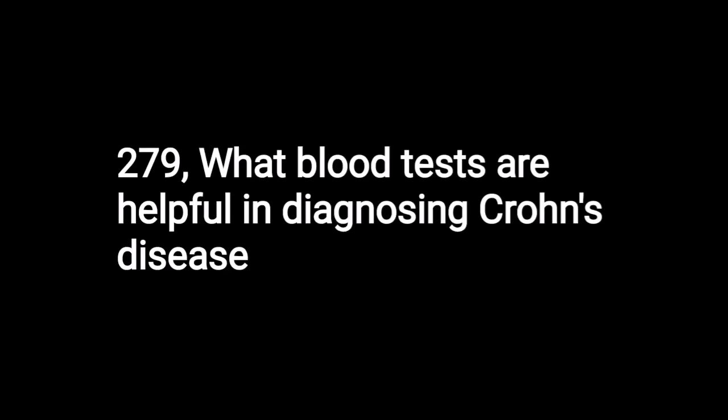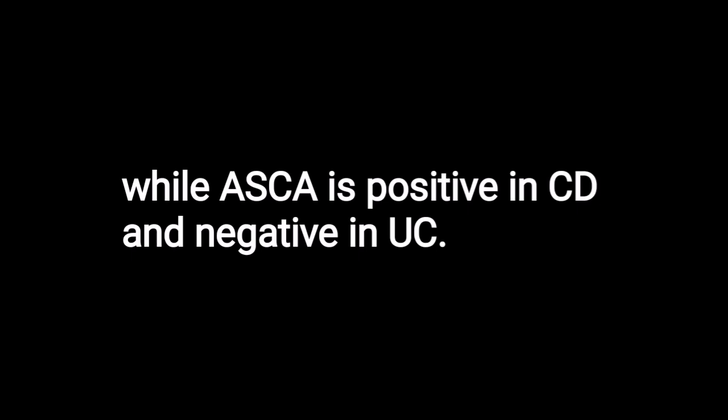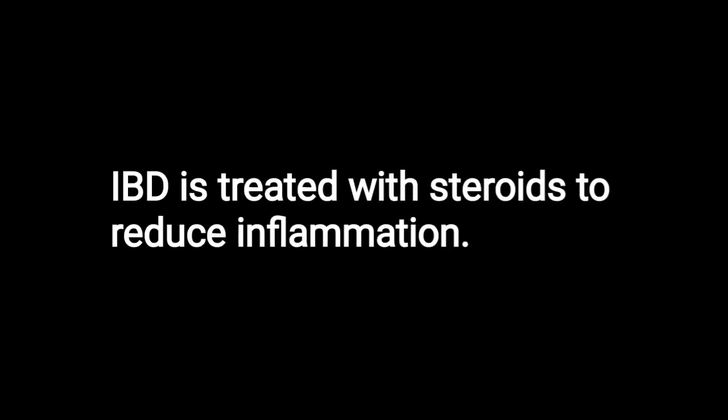279. What blood tests are helpful in diagnosing Crohn's disease and ulcerative colitis? ANCA is positive in UC and negative in CD, while ASCA is positive in CD and negative in UC. 280. How is IBD treated during an acute flare-up? During a flare, IBD is treated with steroids to reduce inflammation.